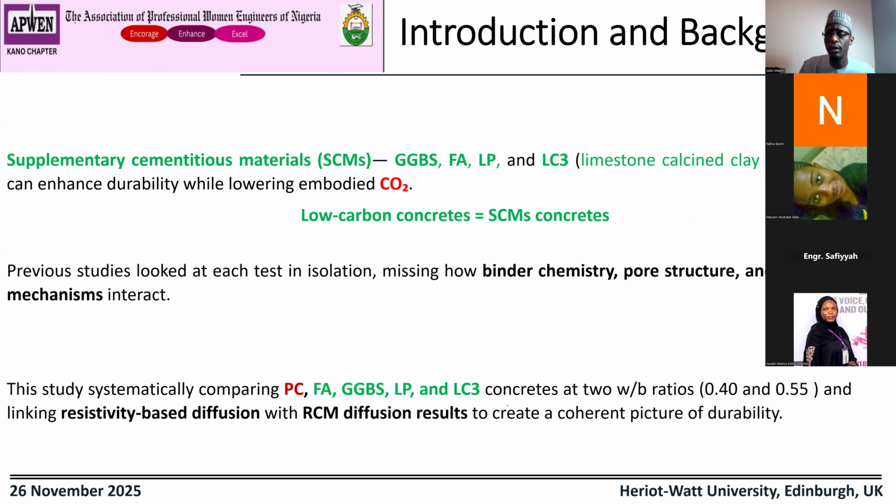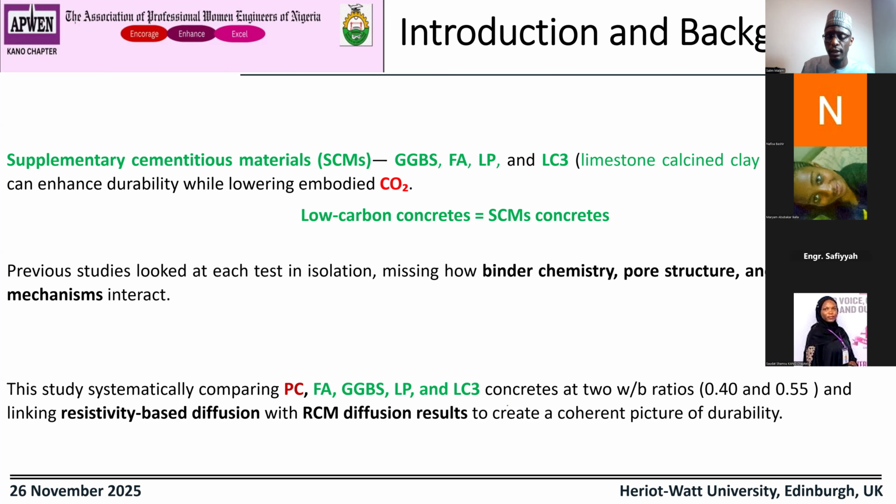GGBS is a waste product from iron industries. We have fly ash, which is a waste product from thermal power stations. We have limestone powder, which is just limestone that we get from stones. We grind it, and it forms limestone powder. Then there is a new concrete that we produce.